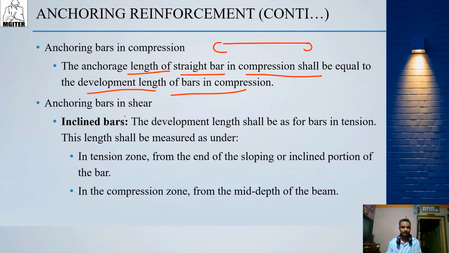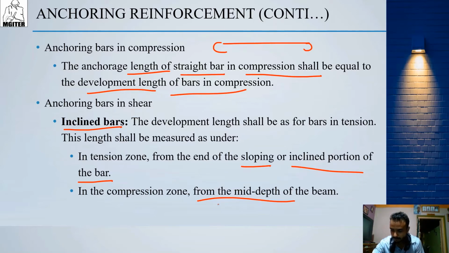Next, anchoring bar ends. What is a bar end? Inclined bars. The development length of a bar in tension shall be measured in the tension zone from the end of the sloping or inclined portion of the bar. In the compression zone, for an inclined bar, we measure it from the mid depth of the beam.